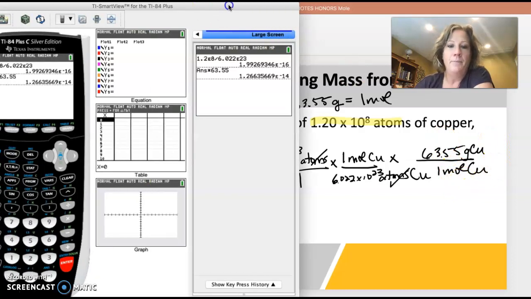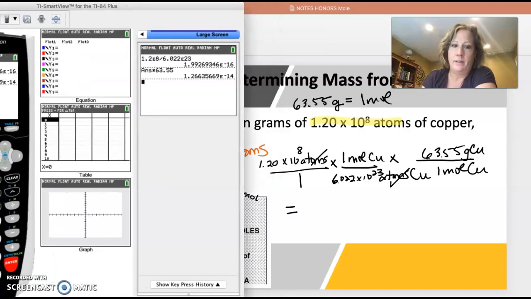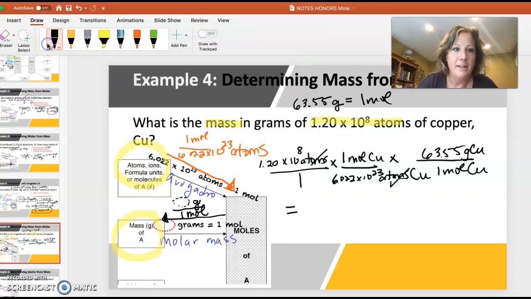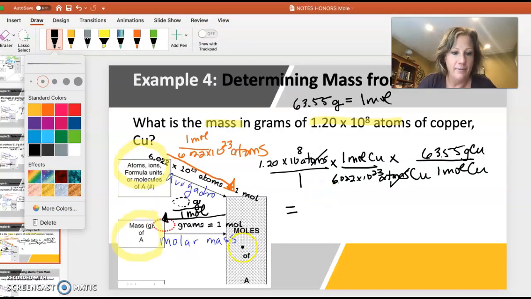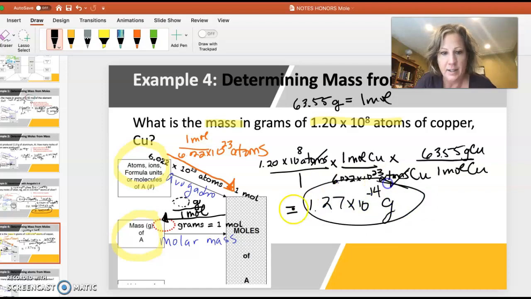So there's my answer. And I'm going to want to have 3 sig figs. So I would round that to, let's see if I can find my pen. I'm going to minimize this. Uh-oh, now it's gone. Oh, I think I got the answer down here. So it'll round to 1.27 times 10 to the negative 14th grams.